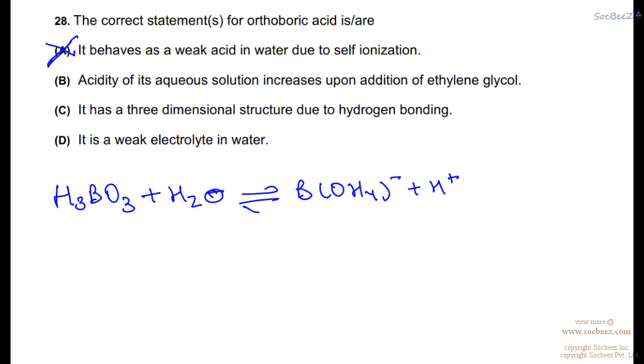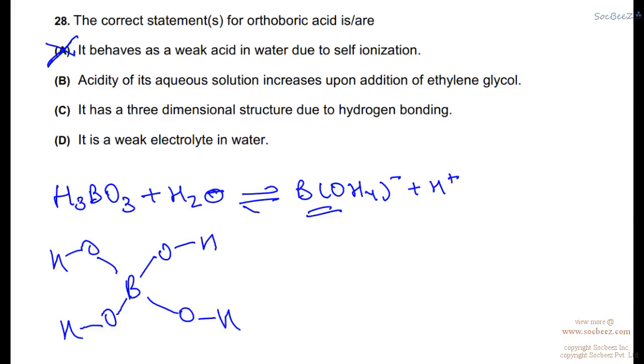Okay, so now option B. Here, acidity of aqueous solution increases upon addition of ethylene glycol. In aqueous solution, it stays in this form. So the structure can be like this. Now, upon addition of ethylene glycol, it will undergo the reaction like this.